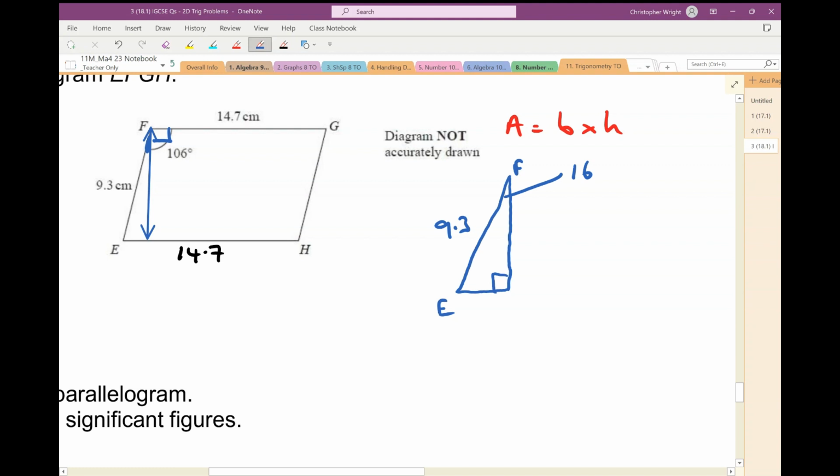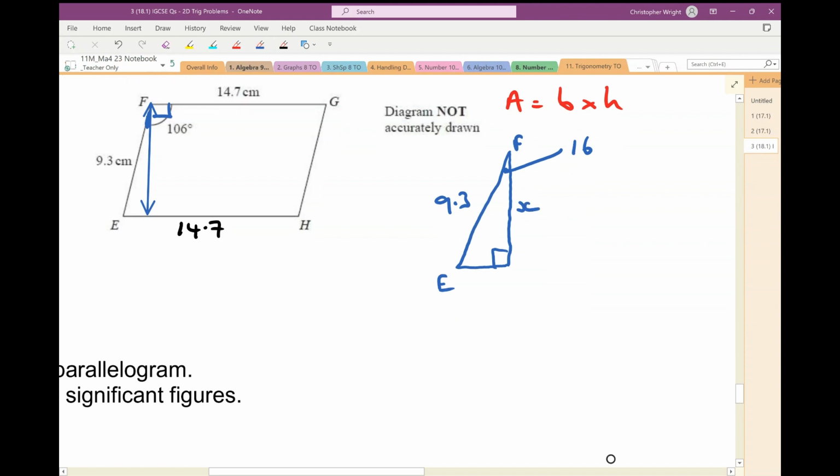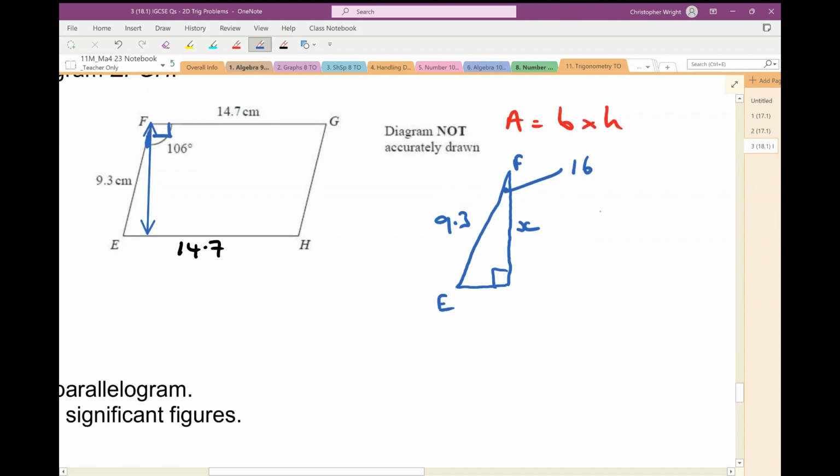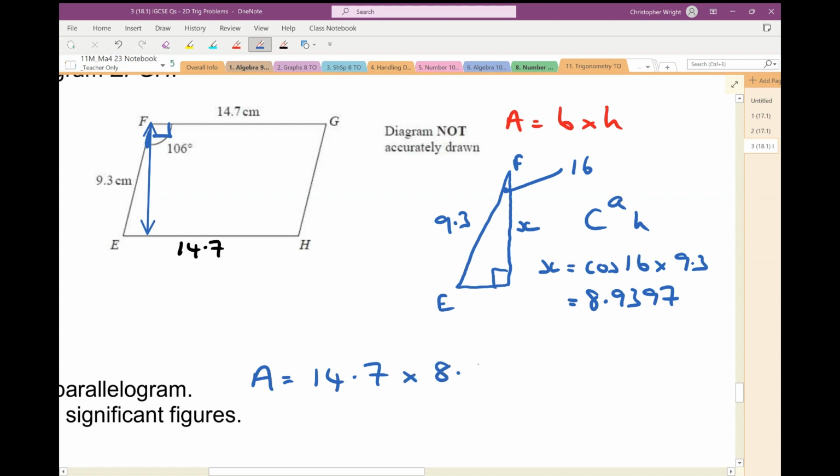Now I can use trig, because I'm trying to find this length here, which is the height of the trapezium. So I see I can use cos. I've got to try and find the adjacent. So the x is going to be cos 16 times 9.3. Okay, put that in my calculator and I get a height of 8.9397. So now I can work out the area of that parallelogram because it's going to be the base, 14.7, multiplied by the height.